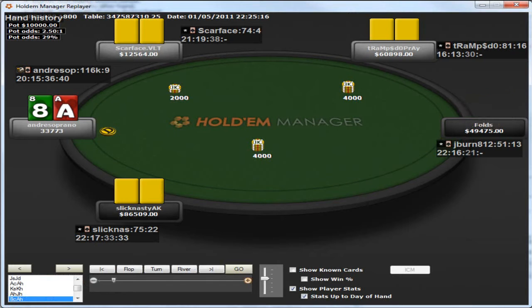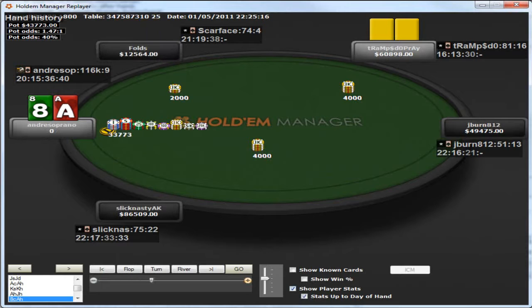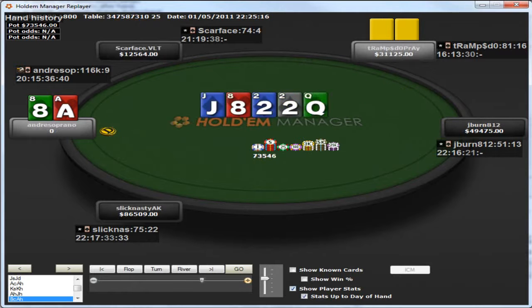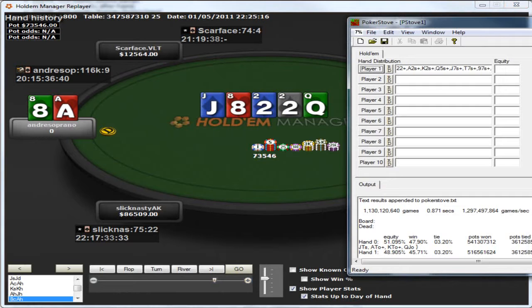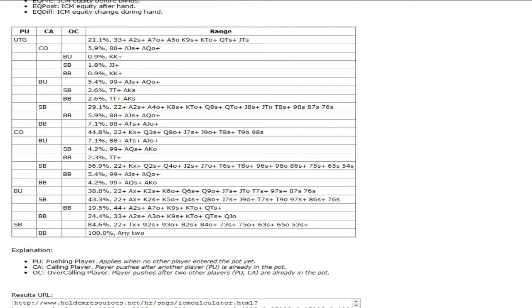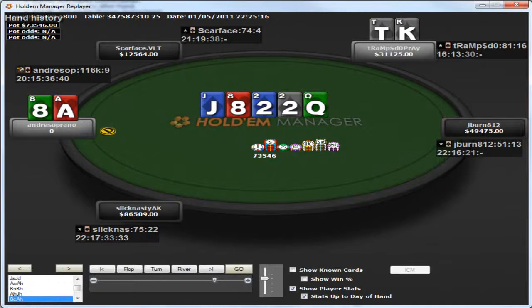I have ace-8, it's folded to me, I do shove. The small blind folds, and Trans Dupre calls with king 10 suited, which common sense says is a good call, okay? But we can see here that he is supposed to call pretty much with any pocket pair, 3 plus, ace 2 suited plus, ace 3 offsuit, king 9 suited plus, king 10 offsuit, blah blah blah.